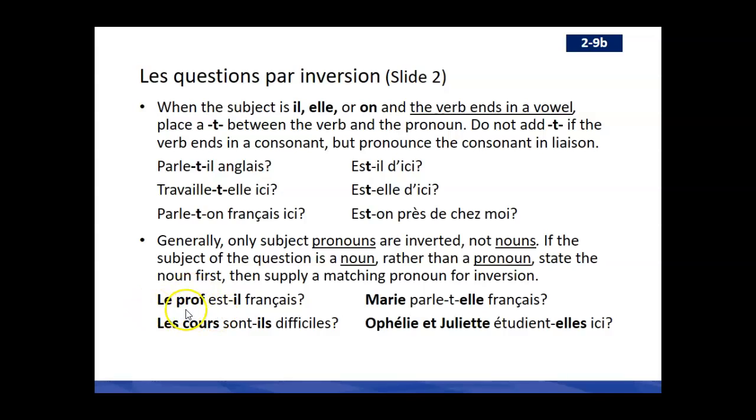So instead of saying just est-il français, maybe you want to give a little more context to the situation and specify who il refers to. You can say le prof est-il français? It's like saying the professor, is he French? We do that in conversation in English all the time. We might supply a subject and then kind of ask a question about that subject right after.